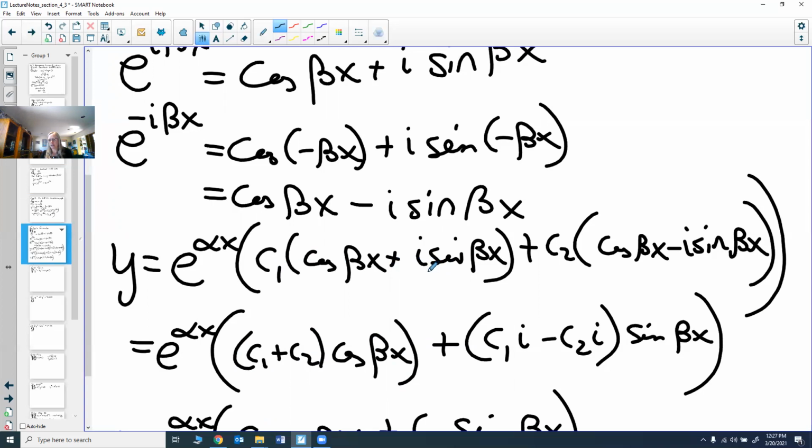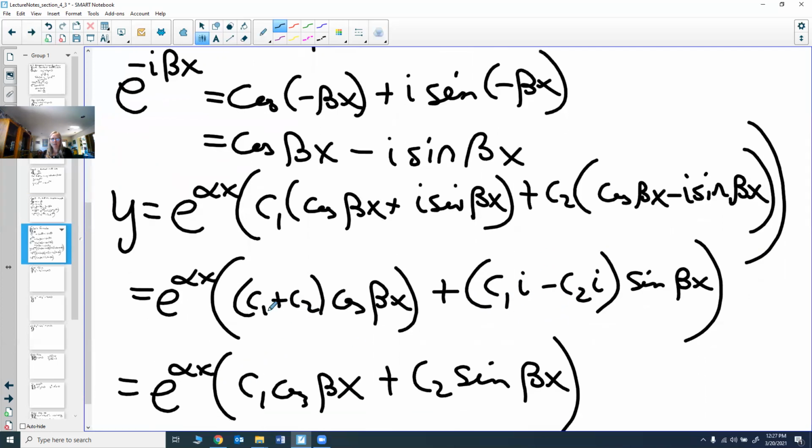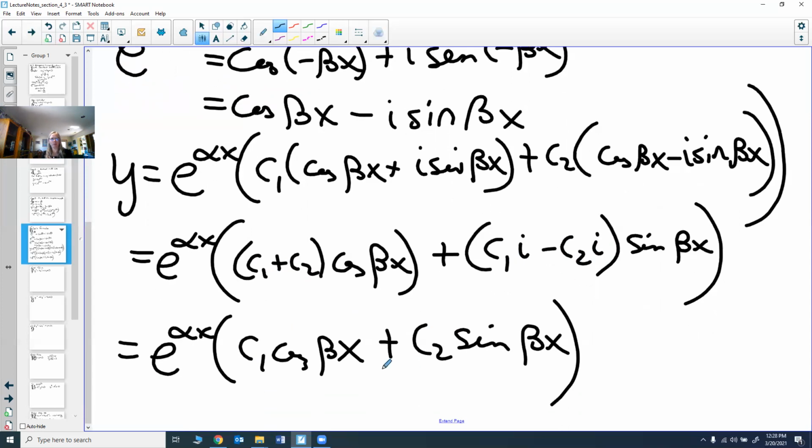But i is just a number. I know you don't think it is. It looks like a letter, but it really is just a number. So I could actually pull that i out, and I get c1 i minus c2 i times sine of beta x. So when I pull that sine of beta x out, I've got a c1 times i and a c2 times i. But those are just numbers. So instead of calling them c1 plus c2, that's just a constant. We can call it anything. I'm going to call it c1 just for lack of something to call it. And c1 i minus c2 i is just a constant because i is just a constant. i is the square root of -1. So we got c1 times the square root of -1 minus c2 times the square root of -1. That's just a constant. Let's call it c2, and you can call it anything you want. You can call them A, B, I don't care what you call them.